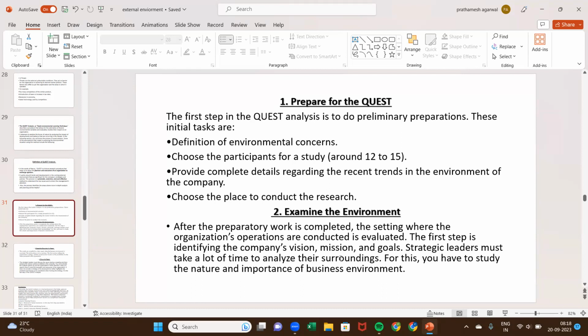It is not that you begin today and you end by the evening, you study the environment. No, the environment has to be studied very thoroughly because they are the variables. If you don't study them thoroughly, then your end result is going to change because you're going to lose on many parameters, many aspects. Strategic leaders must take a lot of time to analyze the surroundings. For this, you have to study the nature and the importance of business environment.